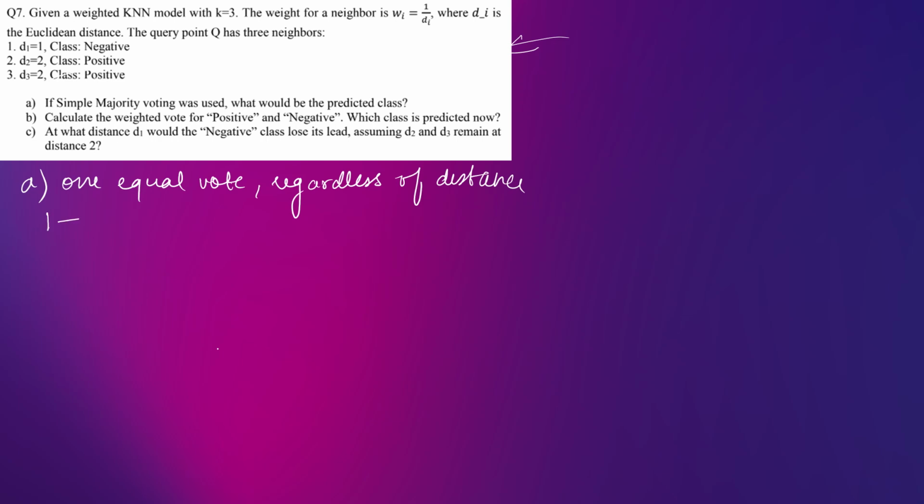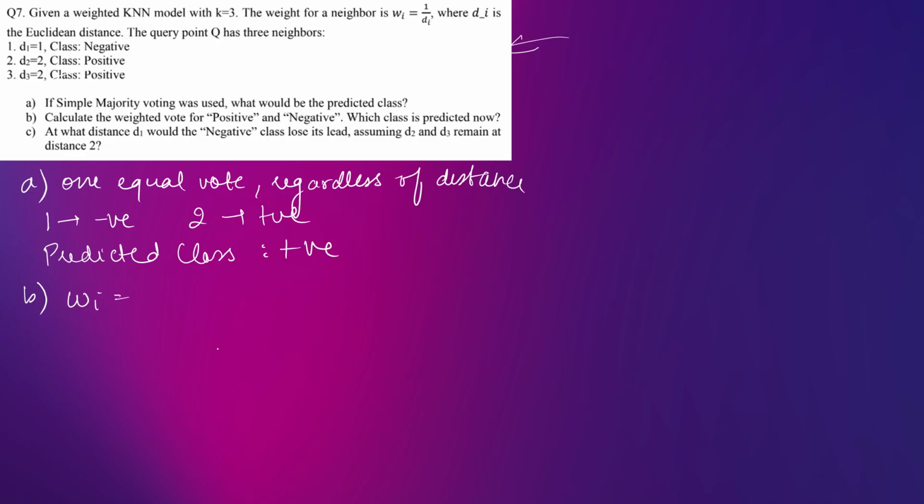Now you have one vote for negative, two votes for positive. Therefore, who will win? Predicted class will be positive. Calculate the weighted vote for positive and negative, which class is predicted now.